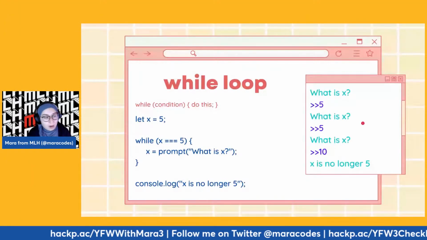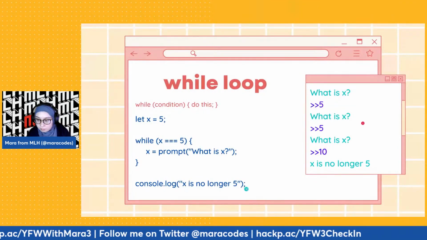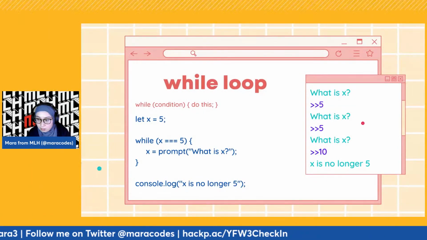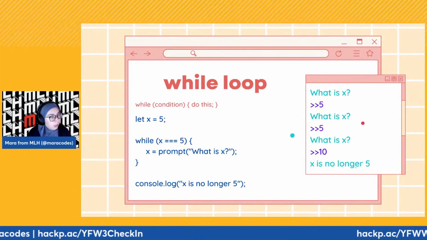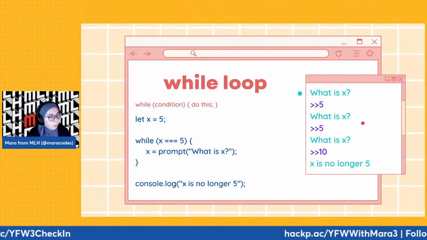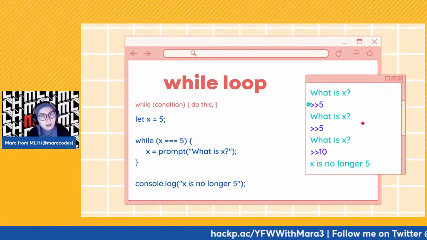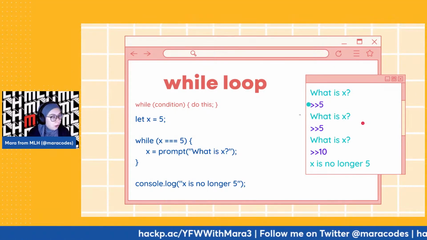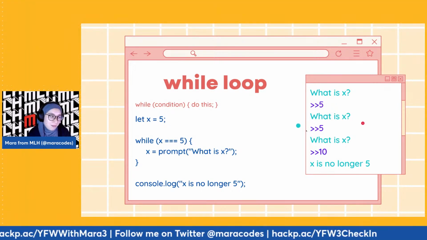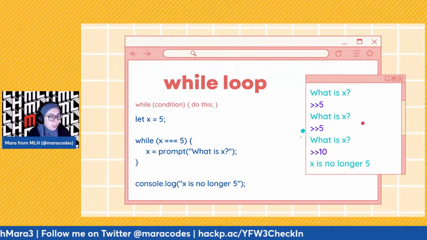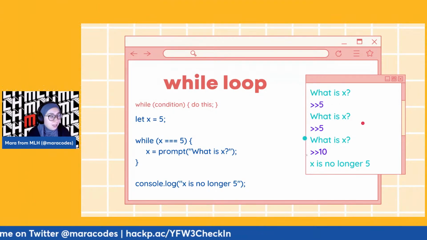So if you look to the right for an example, you'll see I get prompted once. What is x? I'm nice. I say 5. So it prompts me again. What is x? And I go, 5. And then it prompts me again. What is x? And then I give it 10.